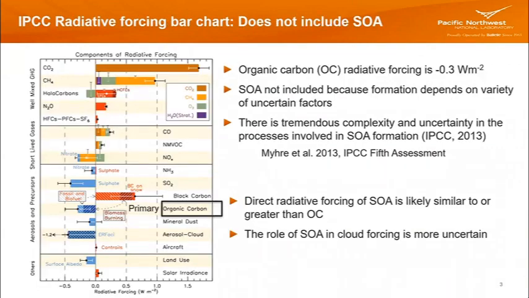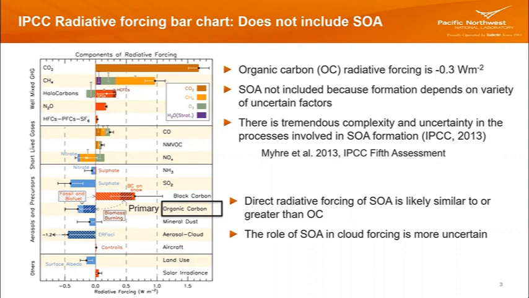Okay, so this is just another chart from the IPCC radiative forcing. And so on the top, you have all the greenhouse gases, and they are warming, and then in the central portion, you have things like black carbon and organic aerosols. But the main point here is that the organic carbon, which was included in the IPCC radiative forcing bar chart, is mostly primary.